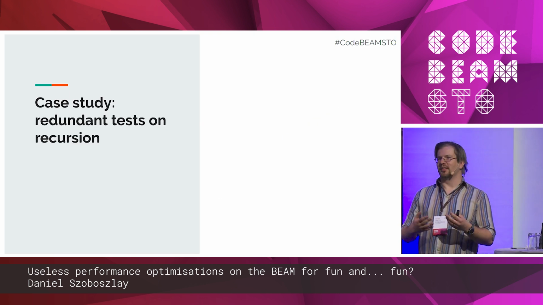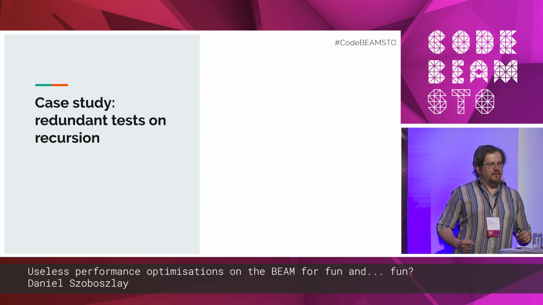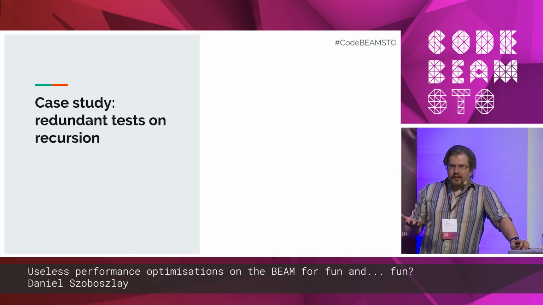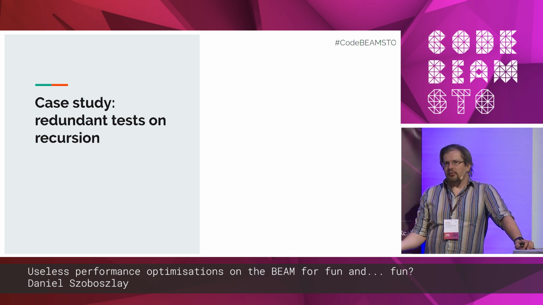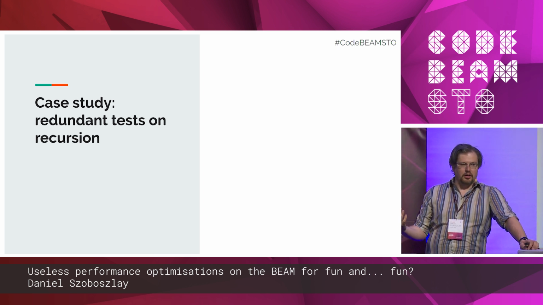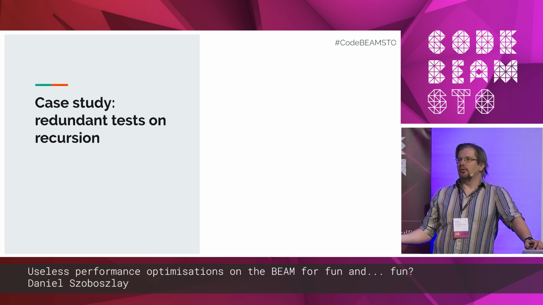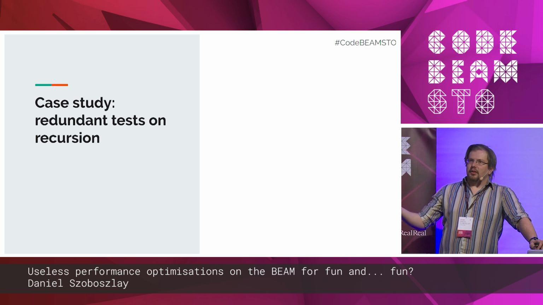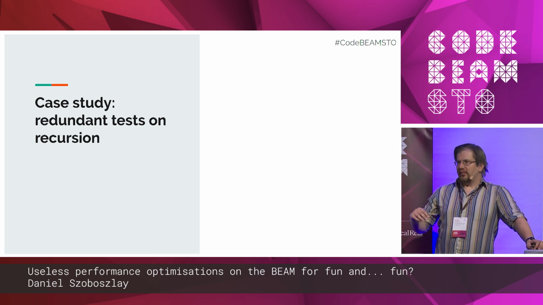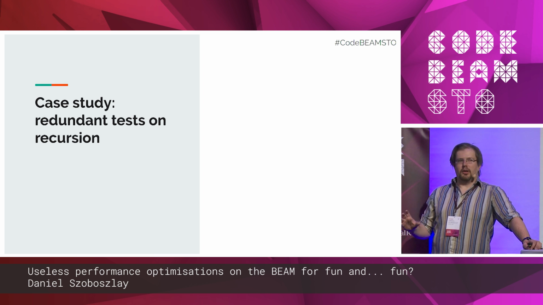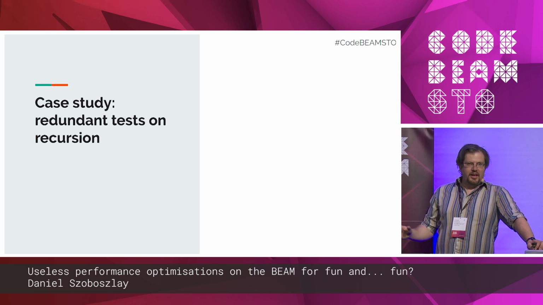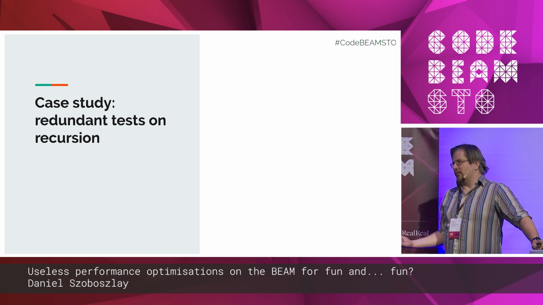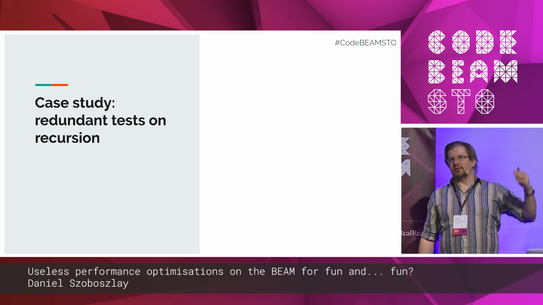We will try to do something more challenging here: eliminating redundant tests on recursion. The idea here is that when you do a function call to a function with multiple clauses, first you will probably have to do a bunch of tests to figure out which clause to execute. But if you are calling from within the same module, from a context where you know something about the arguments, then you may have enough information to not perform all the tests. So you may know that this clause cannot match.